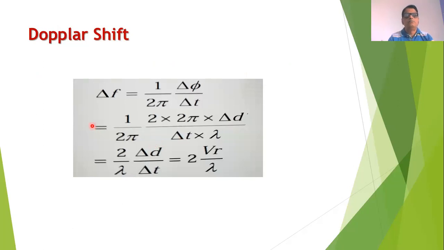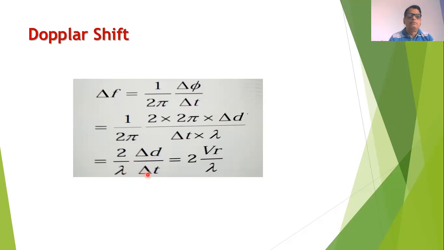As shown in the slide, delta f represents the change in the frequency, and we know that delta f is proportional to the change in the phase, delta phi, over delta t, the change in time. Now you will find that delta phi can be replaced by 2 into 2 pi delta d upon lambda, where delta d represents the change in the distance. The 2 pi will get cancelled, and ultimately we get the change in the frequency, delta f, equal to 2 delta d divided by lambda into delta t.